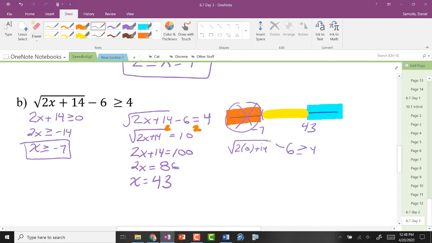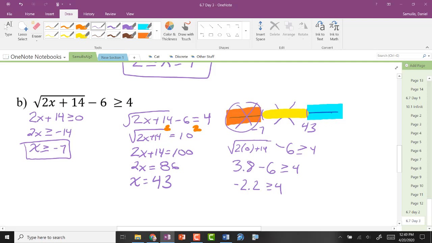Okay, so I'm going to get the square root of 14. Square root of 14 is about, I'm just guesstimating, 3.8. And I get 3.8 minus 6 is greater than or equal to 4. So I get -2.2 is greater than or equal to 4. That is not true. So you know what? This doesn't work either. So more than likely, what is going to work are values that are greater than 43.